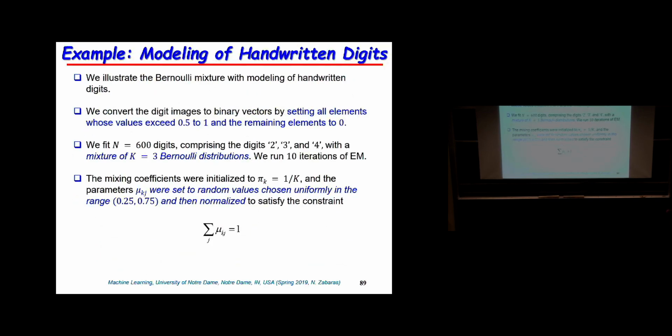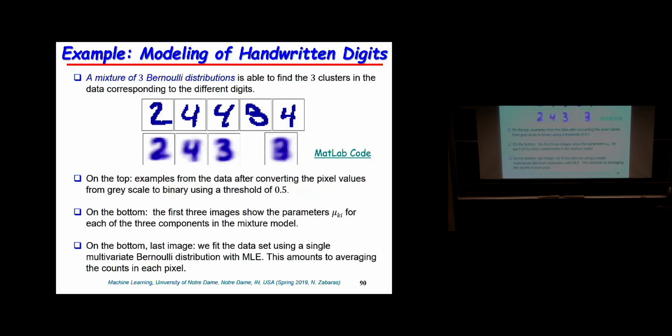All right, so let's see. Just to finish this, an example again. We take the digits 2, 3, and 4. We take 600 of these digits. They are binarized, so basically they're black or white. And we use 3 Bernoulli distributions. We do 10 iterations. We initialize the pi k's to be 1/3. We put the centers randomly as we discussed, and of course you normalize them to satisfy this. And this is what you get.